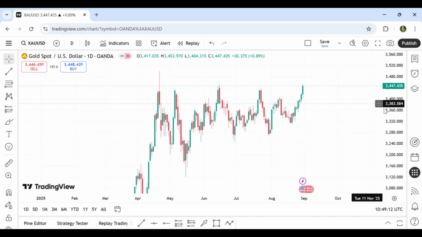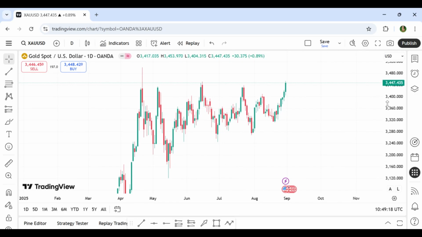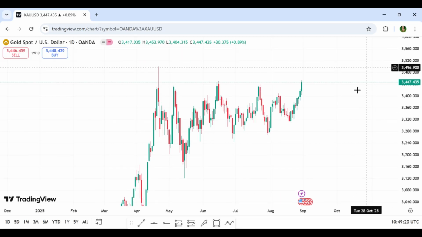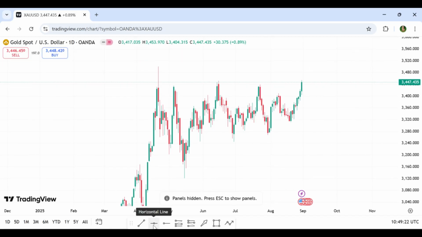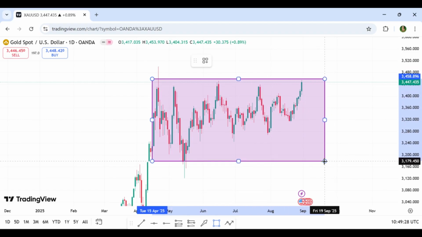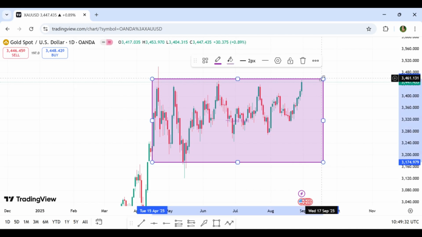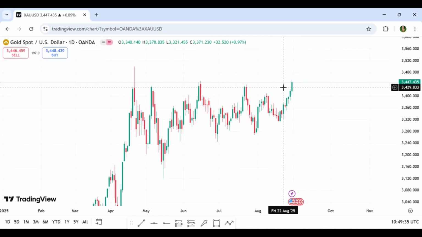So gold on the daily time frame, we can see that it's been in some sort of a range or consolidation for the past few days. However, on Friday we have a rally that pushed all the way up. We've been in some sort of a range, as you can see. It's been playing around that zone.